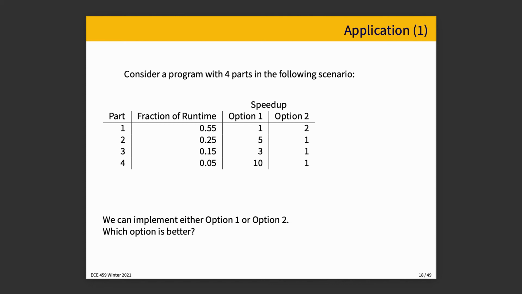Part 1 takes 55% of the runtime, Part 2 25%, Part 3 15%, Part 4 5%. In option 1, we don't touch Part 1 at all, and we have a speed up of 5 on Part 2, a speed up of 3 on Part 3, a speed up of 10 on Part 4. And in option 2, parts 2, 3, and 4 don't change, but part 1 gets a speed up of 2. We can implement option 1 or option 2, and my question to you is, which option is better?